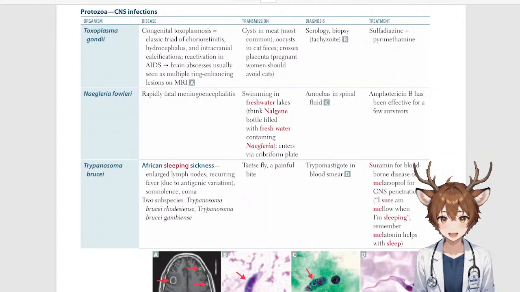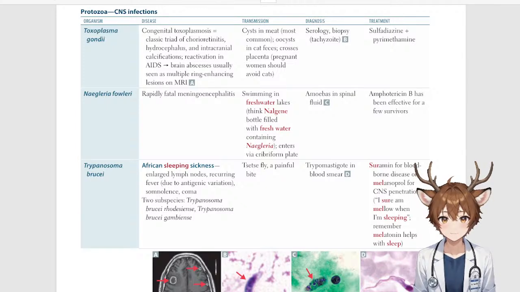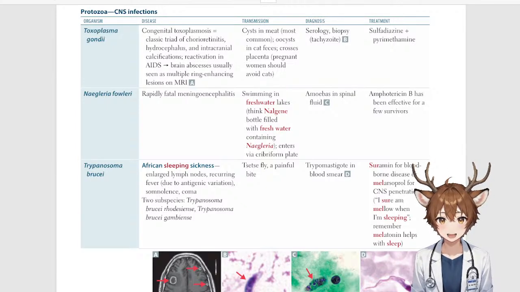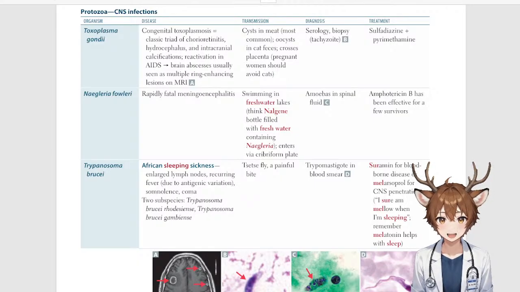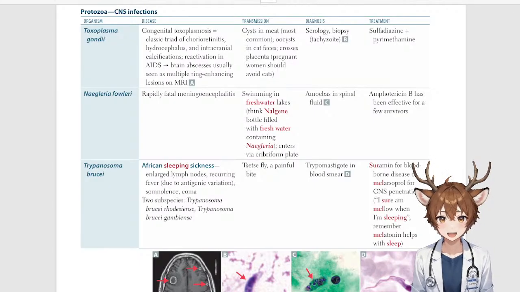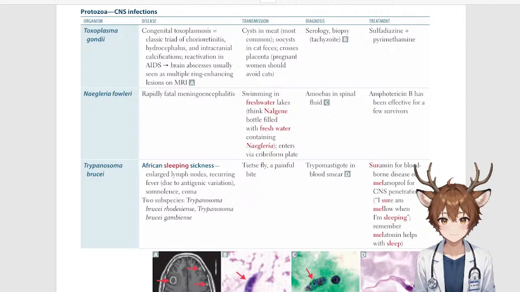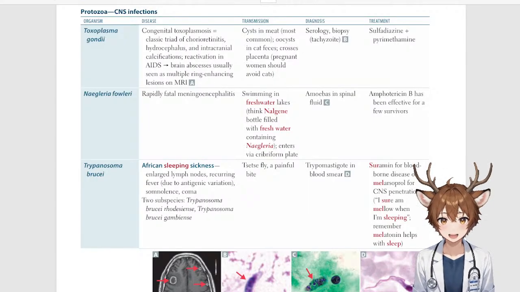What about protozoa, CNS infections? So this is central nervous system infections. What do we think? Toxoplasma gondii. For the immunocompetent, we have mononucleosis-like symptoms, negative heterophile antibody tests. And that's important to say, because if you have Epstein-Barr virus, you will have mononucleosis, but you'll be heterophile positive. Toxo is different, you'll be heterophile negative, but have similar symptoms. Reactivation in AIDS leads to brain abscesses, usually seen as multiple ring-enhancing lesions on MRI.